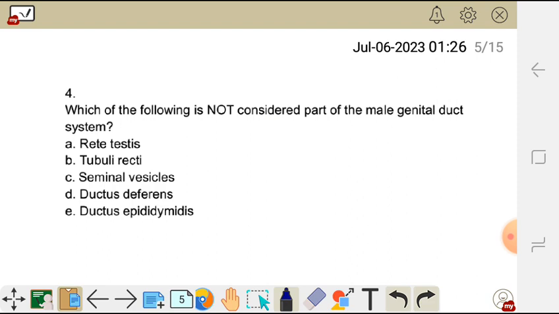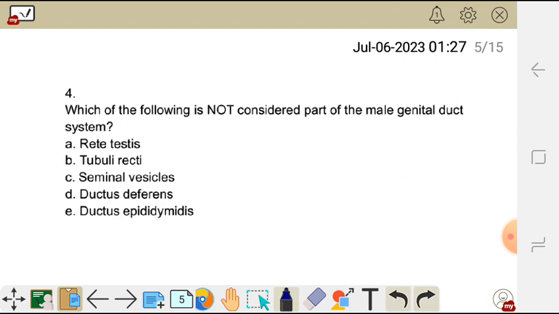The rete testis is a duct. These ducts are connected to the straight tubules, which are connected to the epididymis. The ductus epididymis are the ducts found in the epididymis, and then from there we have the ductus deferens, which connects the epididymis to the urethra.